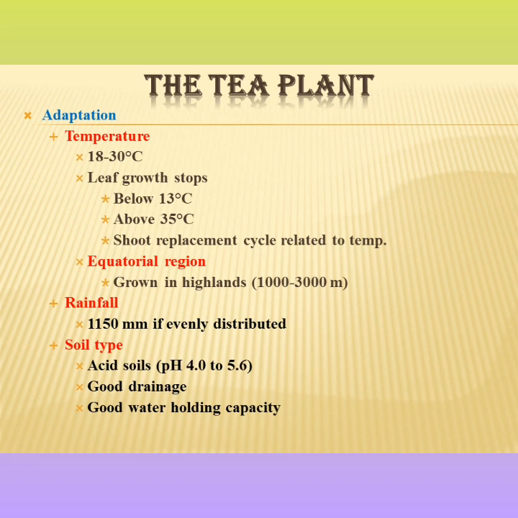Then soil condition: it should be acidic soil. The pH should be within the range of 4 to 5.6. Good drainage quality should be there.